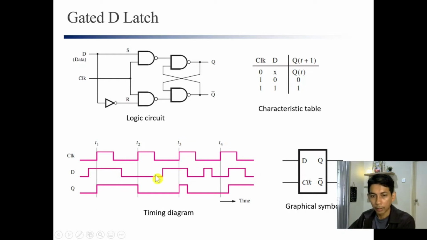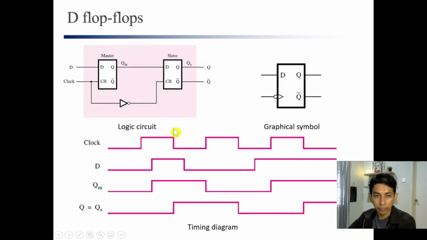This cycle will repeat: here it goes up because we have a clock and D is 1. So this is the characteristic of the D latch, and the graphical symbol of the latch is like this. You have a box, you have D, this is the output Q, and this is Q bar, and you have the clock.